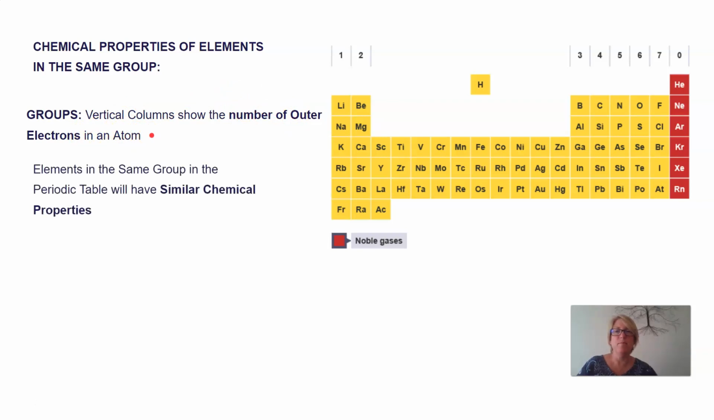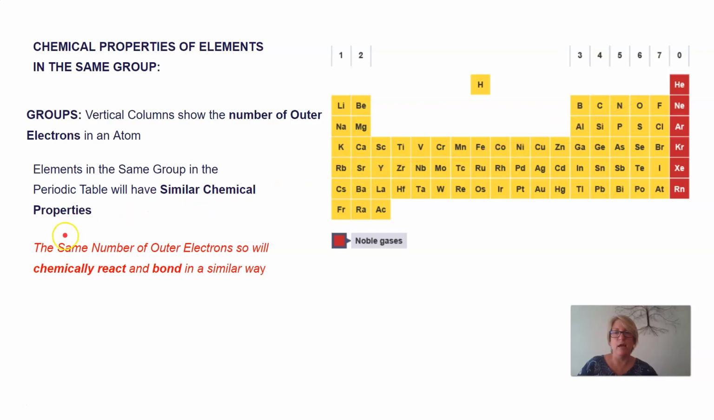Elements in the same group in the periodic table will have similar chemical properties. So that means every element in group 1 has got the same number of outer electrons, and therefore they have similar chemical properties, and they undergo similar chemical reactions in the same way. For example, if we go to group 7, the halogens, they have the same number of outer electrons in their atom, and when they undergo chemical reactions, they behave in the same way.